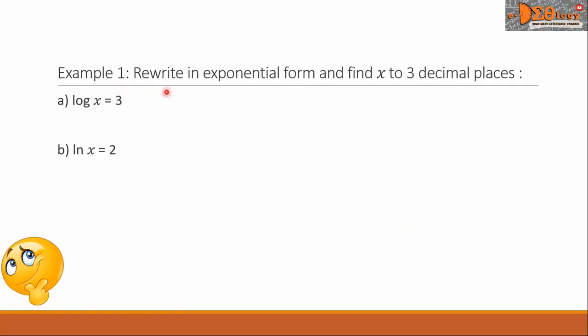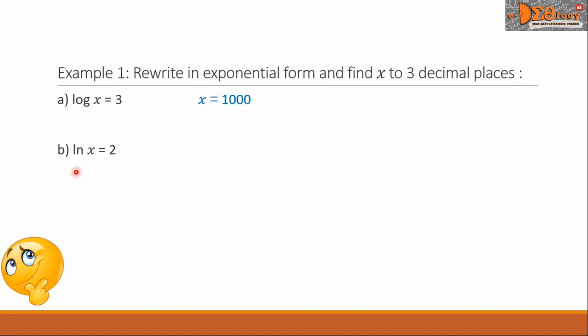Let's have this example 1. Rewrite in exponential form and find x to 3 decimal places. Letter A, log x equals 3. Letter B, ln x equals 2. Let's begin with letter A. Take note that the log x equals y is equivalent to x equals 10 raised to y. It means to say this log x equals 3 is equivalent to x equals 10 cubed. Simplifying this 10 cubed will give x equals 1000. And this is the value that is required for problem A. We will copy this opposite problem A. Here we go.